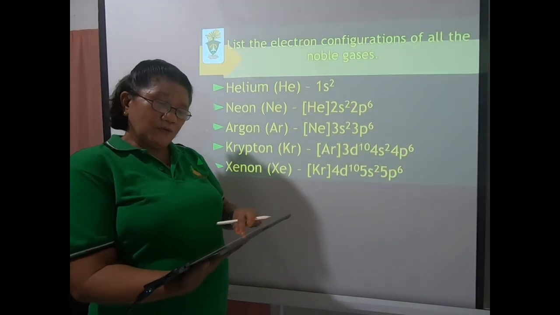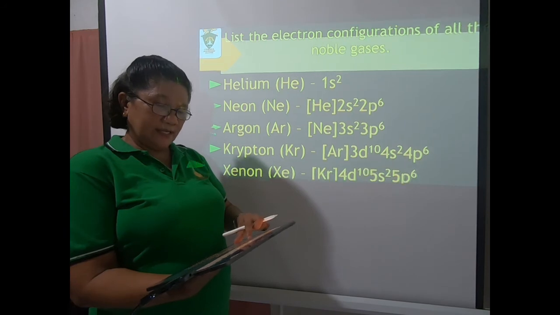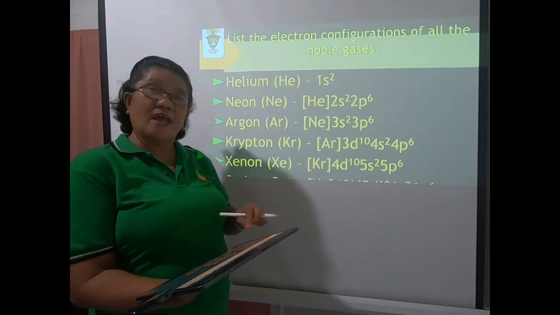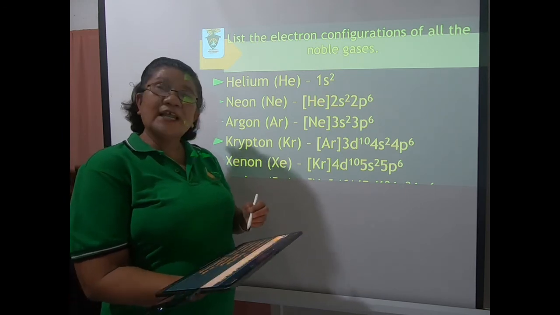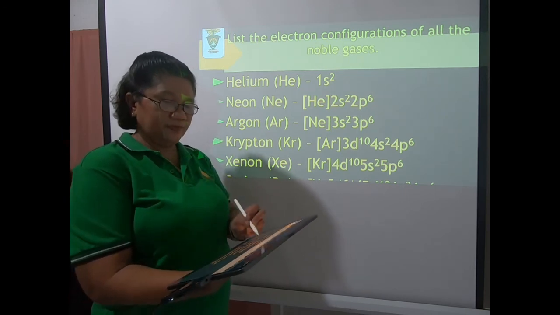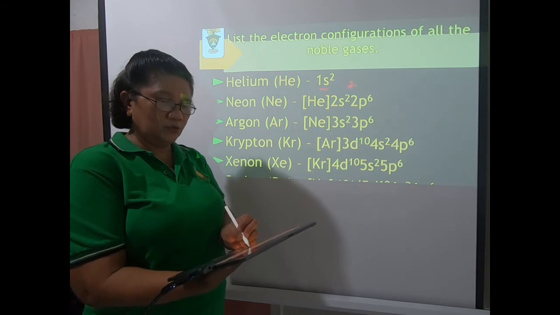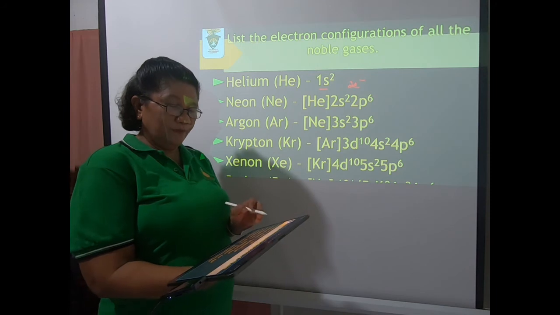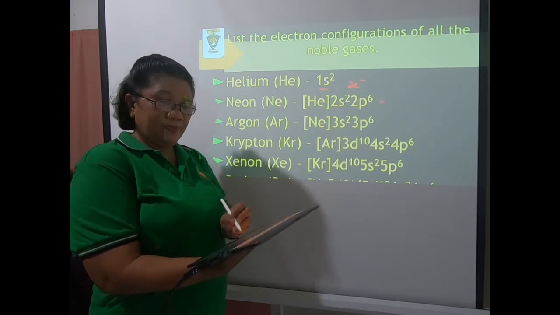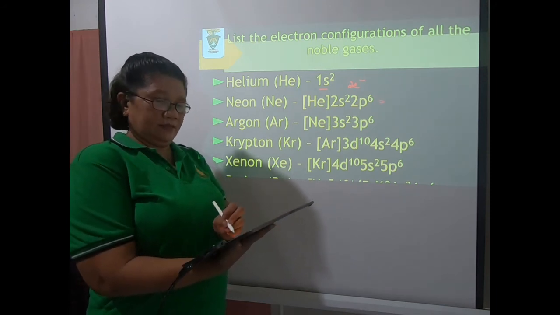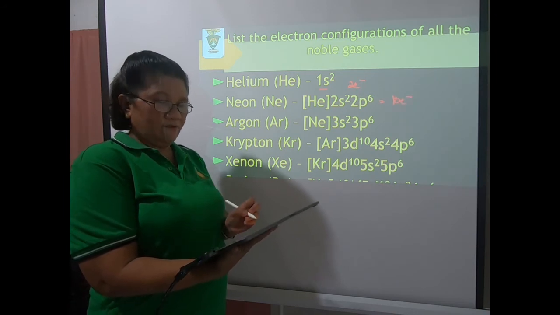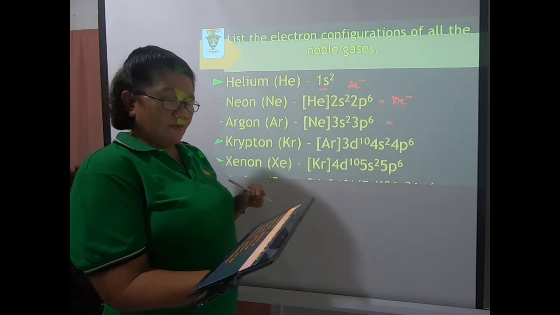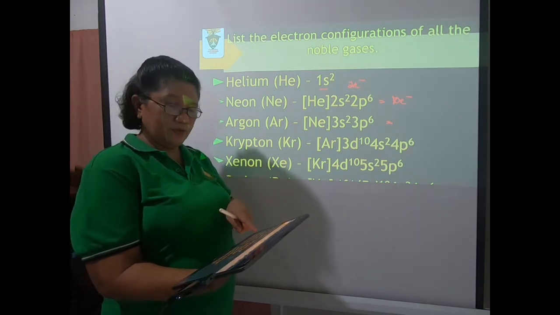We could also write it using the noble gas configuration. For instance, noble gases have 8 valence electrons. They are stable. Okay. So for helium, that is 1s2, because there are only 2 electrons. The number of electrons in helium is 2. Neon, we have 10 electrons.